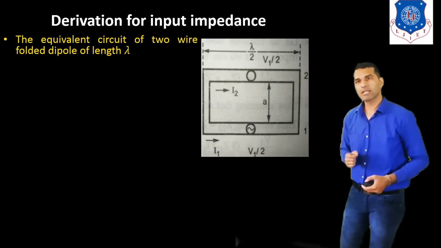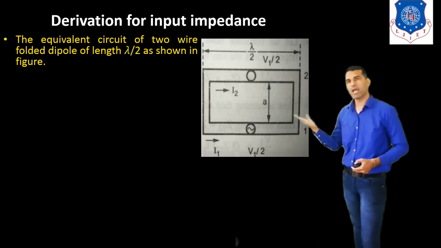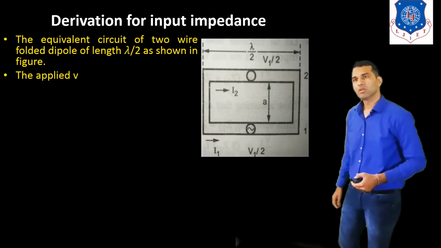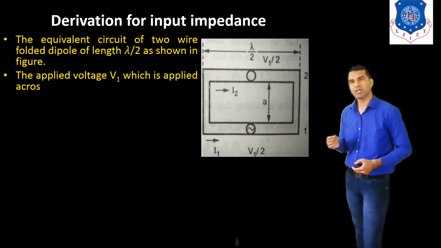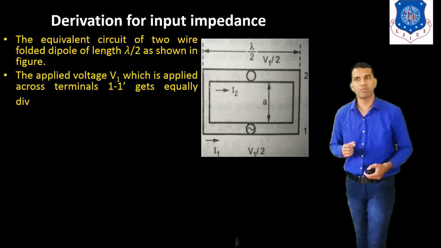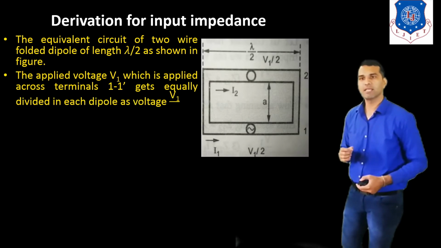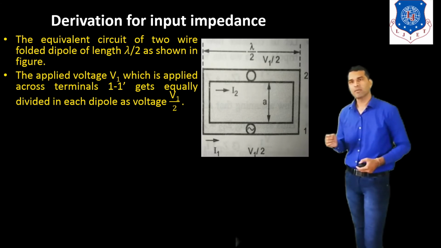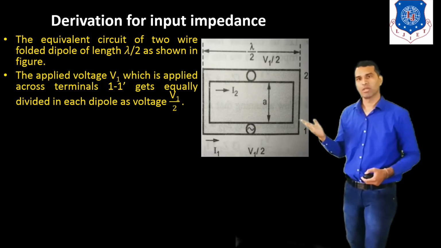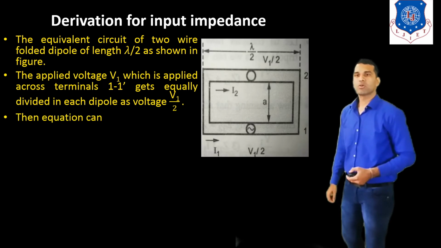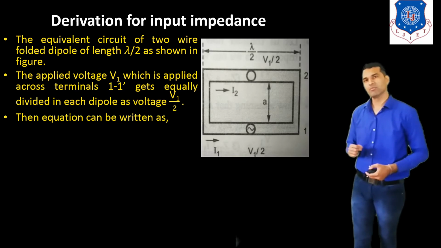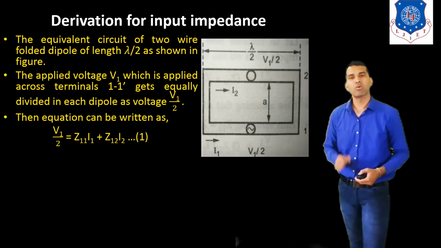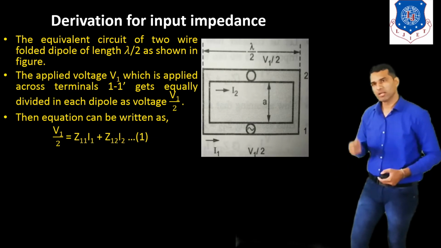The equivalent circuit of a two-wire folded dipole antenna of length λ/2 is shown in this figure. The applied voltage V1, which is applied across the terminals 1, 1, gets equally divided in each dipole as voltage V1/2. So here we have given the voltage V1 in this dipole. We can write the equation as V1 by 2 is equal to Z11 into I1 plus Z12 into I2.